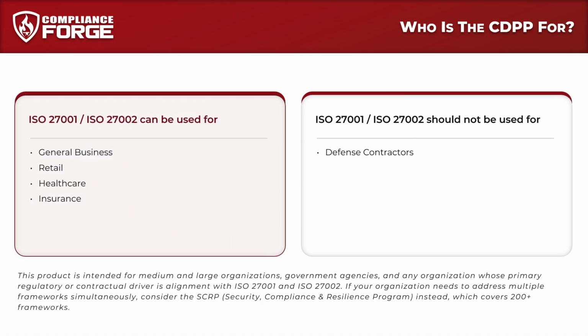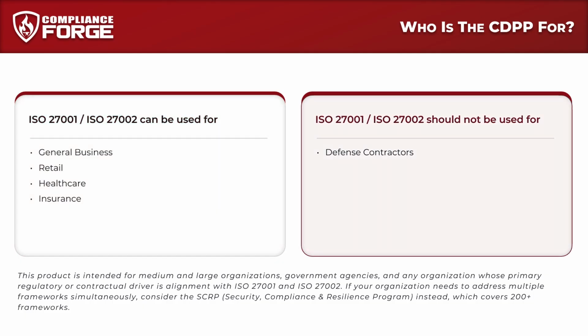Who is it for? ISO 27001 and 27002 can be used for general business, retail, healthcare, and insurance. It should not be used for defense contractors. This product is intended for medium and large organizations, government agencies, and any organization whose primary driver is alignment with ISO 27001 and 27002. If you need to address multiple frameworks simultaneously, consider the SCRP, the Security, Compliance, and Resilience Program, instead, which covers 200+ frameworks.